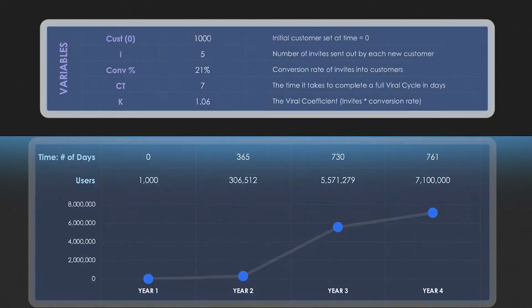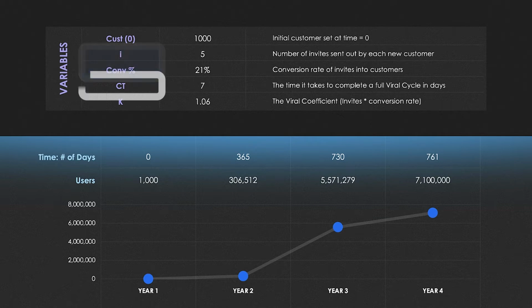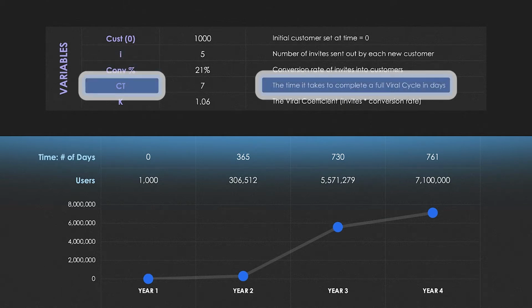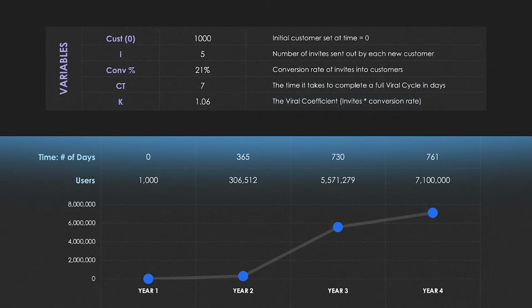The cheat sheet breaks out the variables you'll track: initial customers on day 0, the branching and conversion rates, the cycle time, aka the number of days it takes to complete a full viral cycle, and the viral coefficient, which is the number of invites multiplied by their conversion rate and indicates how successful your strategies are. We'll explain both of these in a minute. So how do you calculate the viral coefficient?